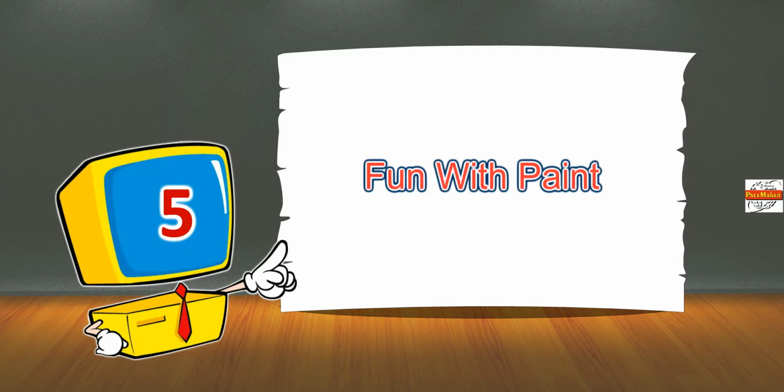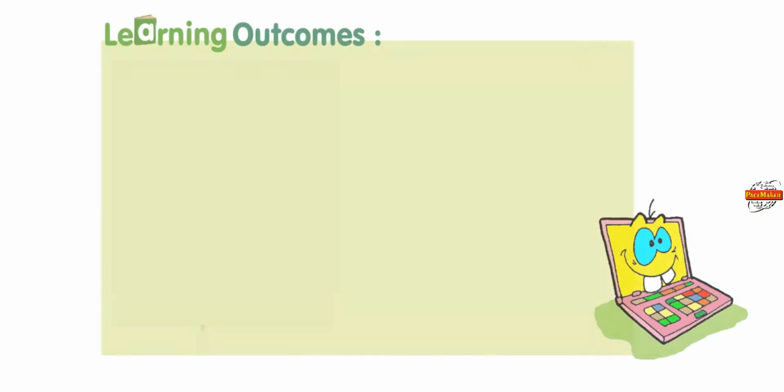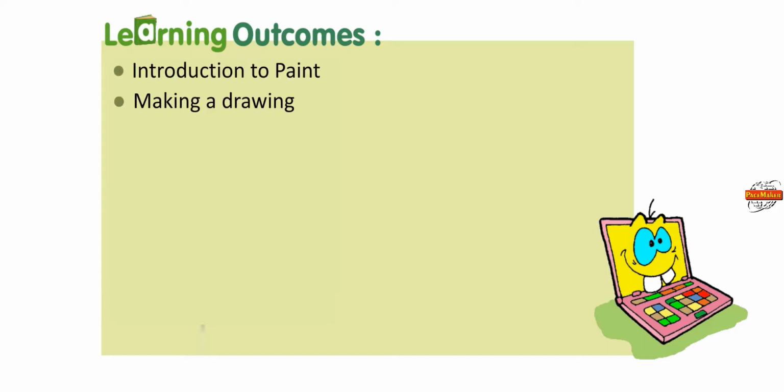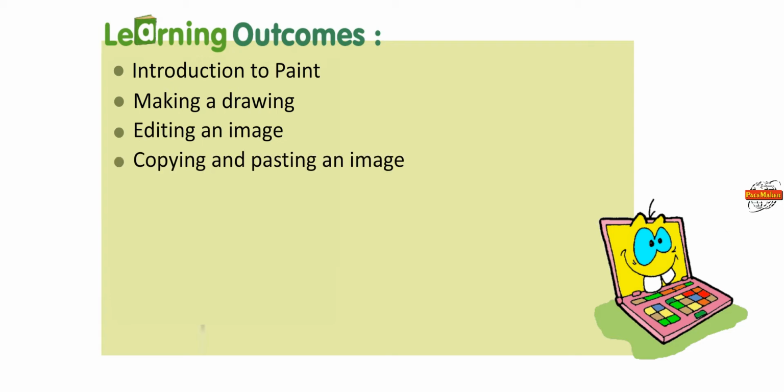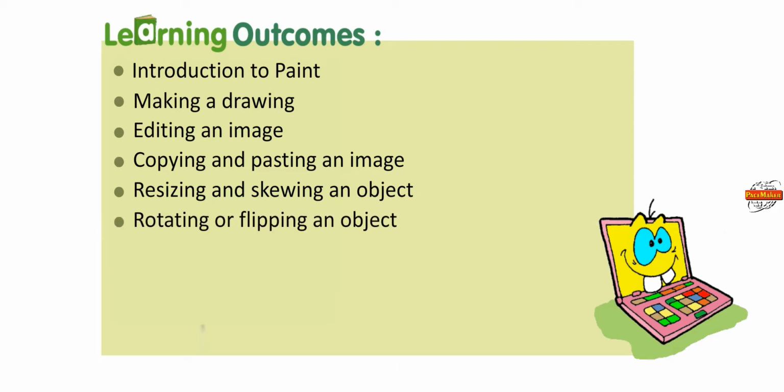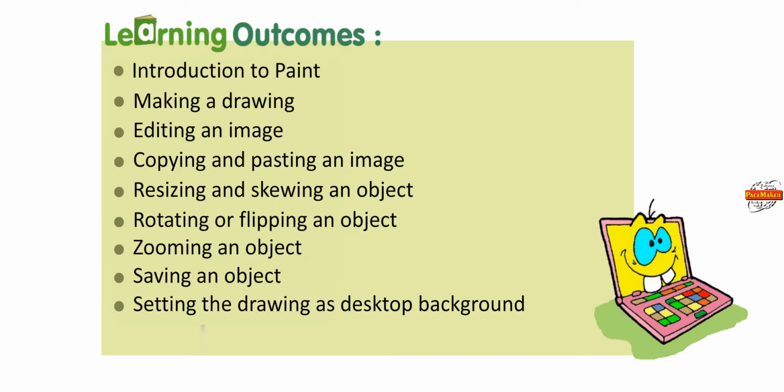5. Fun with Paint. Learning outcomes: Introduction to Paint, making a drawing, editing an image, copying and pasting an image, resizing and skewing an object, rotating or flipping an object, zooming an object, saving an object, setting the drawing as desktop background. Paint 3D.